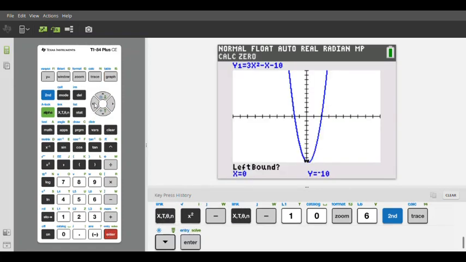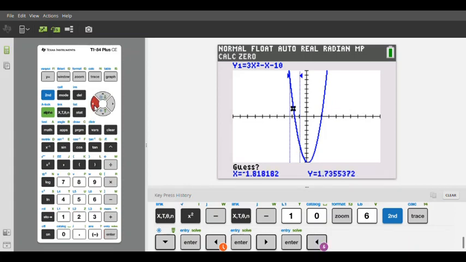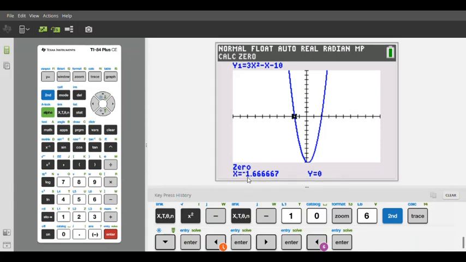I'm going to do this one over here on the left. I'm going to go left of where it crosses the x-axis, right of where it crosses the x-axis, and then guess that it crosses somewhere around here. And what it tells me is that one of my zeros is negative 1.66666 repeating. Okay, so negative 1 2/3. Easy enough. So keep that one in the back of your mind.